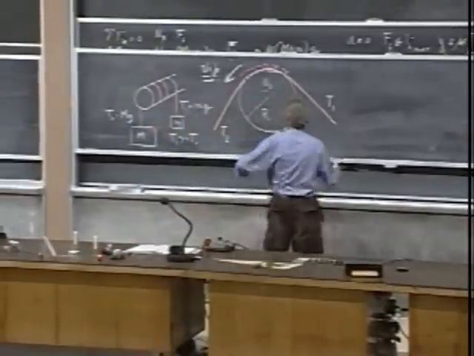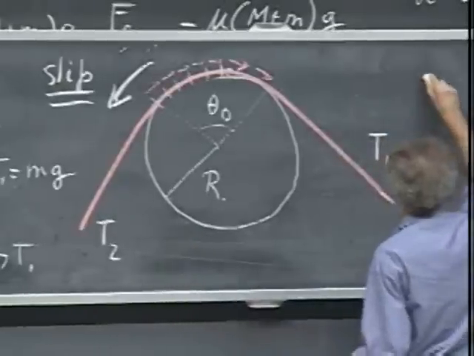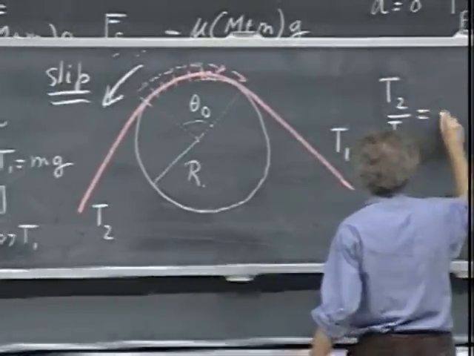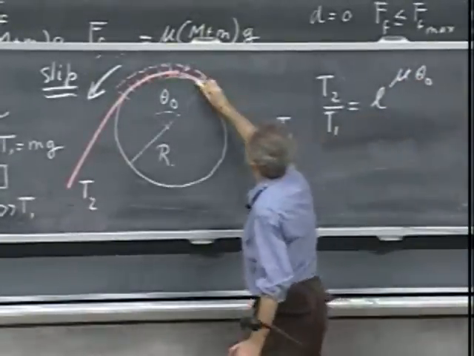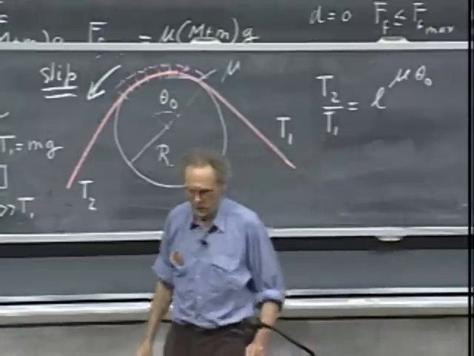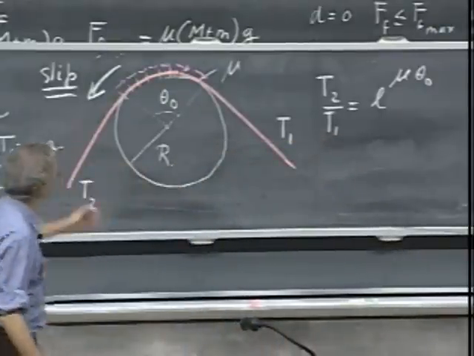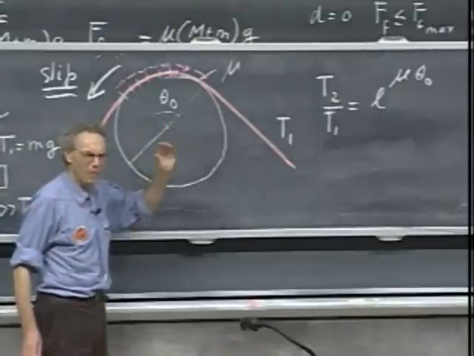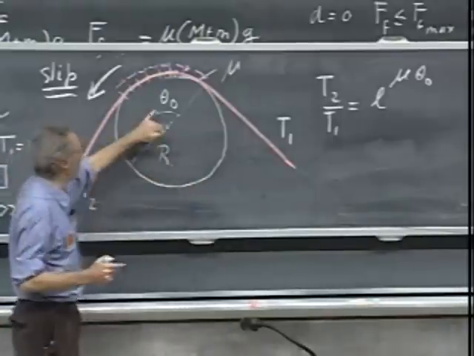And you will find that in the situation that the rope wants to start slipping in this direction, T2 divided by T1 is e to the power mu times theta 0, where mu is the friction coefficient, the static friction coefficient. So that is the result. And notice that it is independent of the radius of this bar, which is not so obvious, strangely enough. Whether the bar is this small or this small makes no difference. It only depends on this angle.